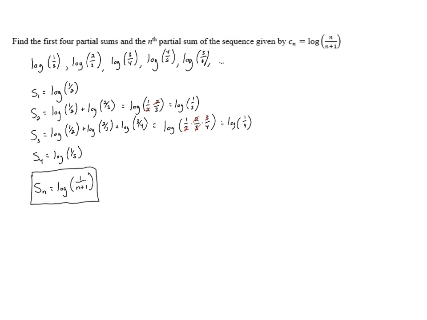This is another situation where we have a lot of cancellation. In this case, we've got things canceling in numerators and denominators. In the previous problem, we had positive and negative terms that were canceling out. These are some very interesting techniques that we might use later on in Calc 2 when we're looking at sequences and series.